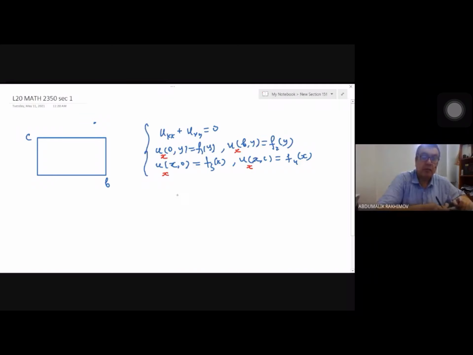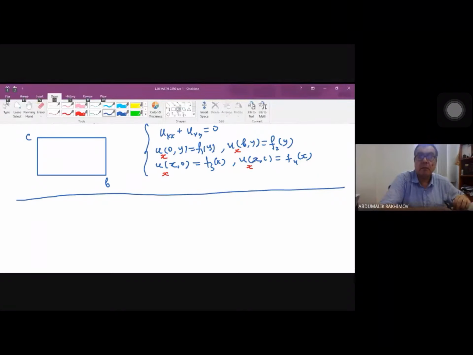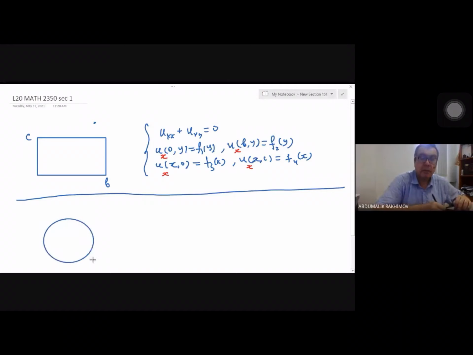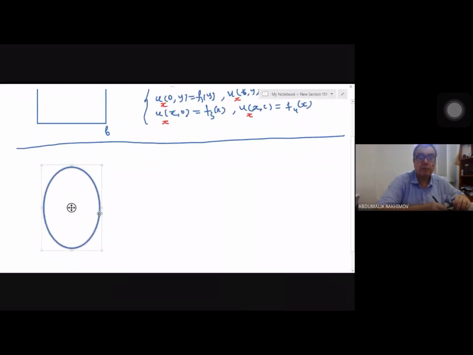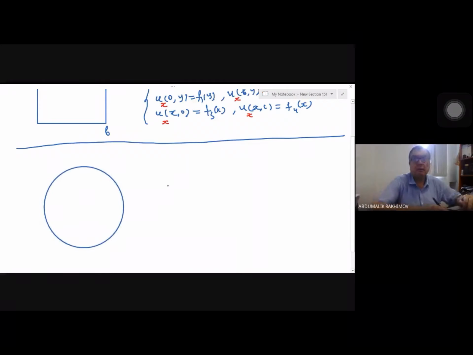Now today we will change the shape of the plate. Let the shape of the plate be a circle first. Let's say this is now our plate. Let's say this is the circle. Let this be the x-axis. Then any point, the circle has only one radius. Let the radius be equal to c.